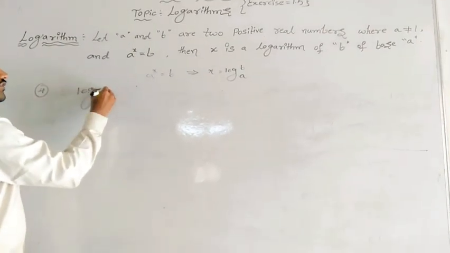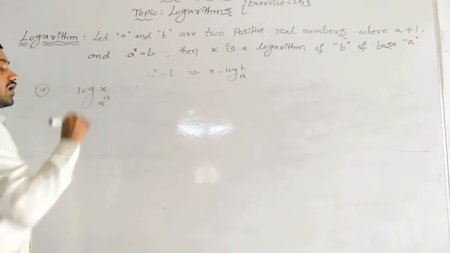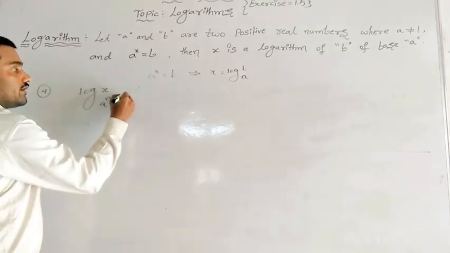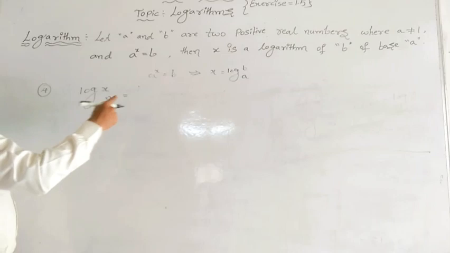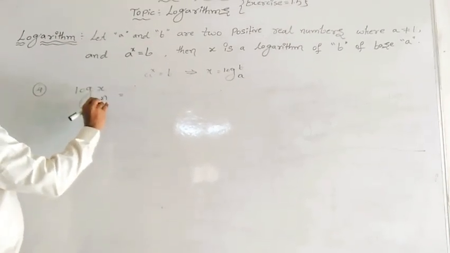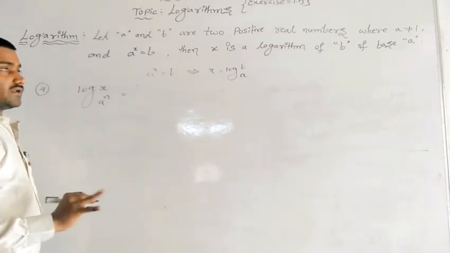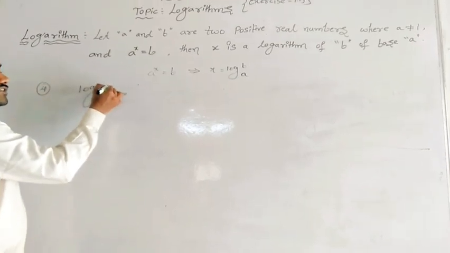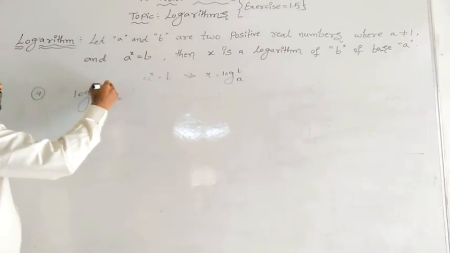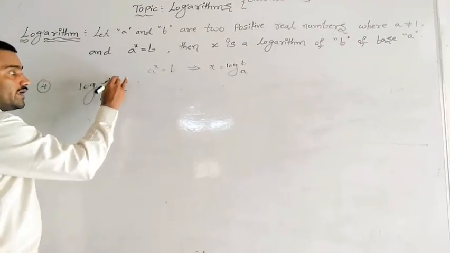Log x base a to the power of n equal to... here before it was x to the power of m, now here a to the power of n, in the base we have exponent. So what we have to do? Simple thing. Here x to the power is what? Nothing but 1. If x doesn't have an exponent, it always has 1 as an exponent, then it comes like 1 by n.